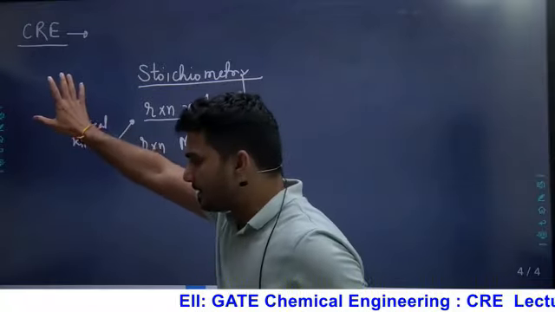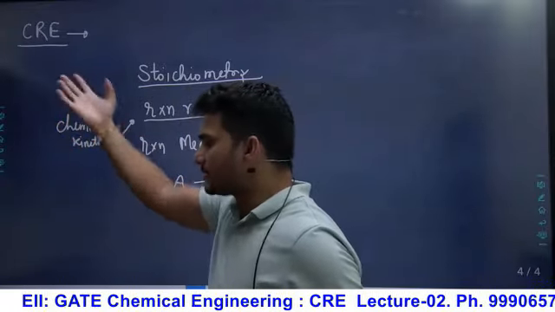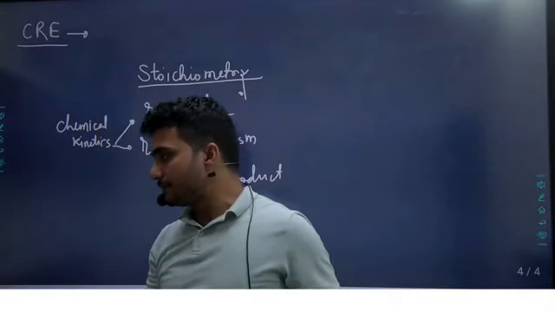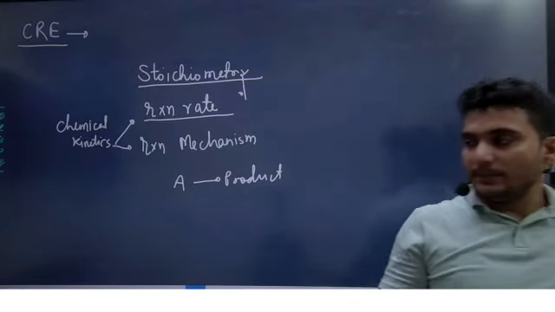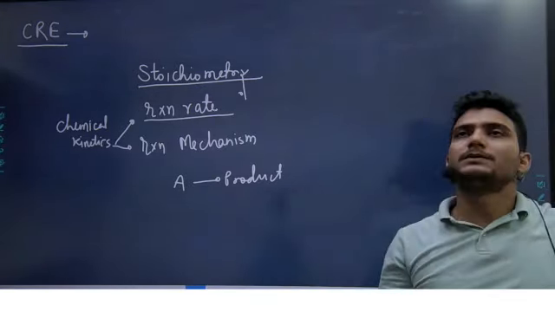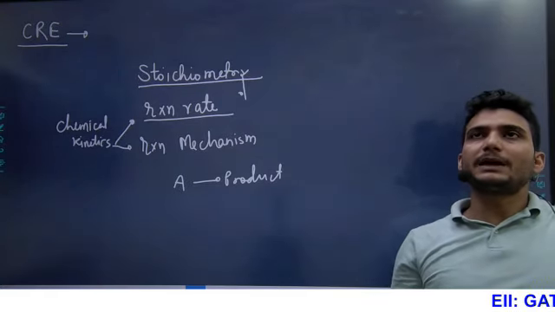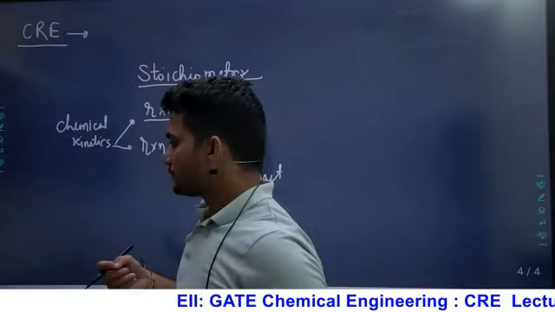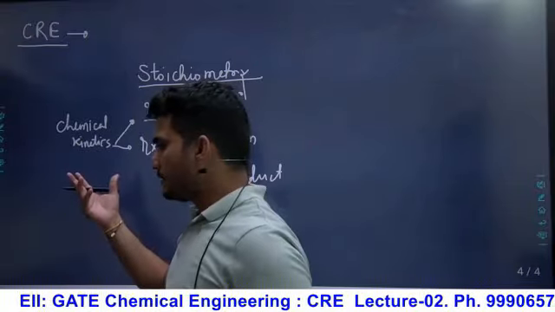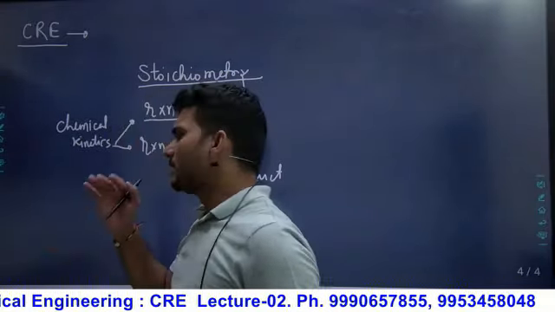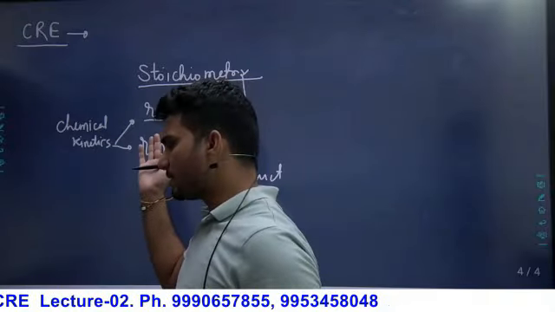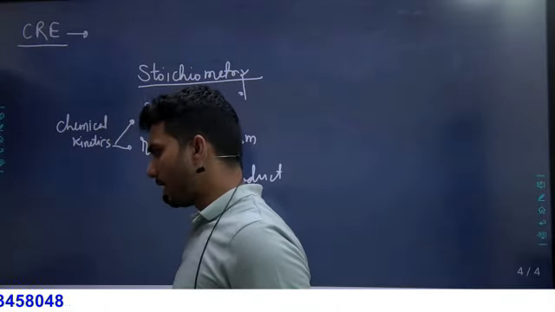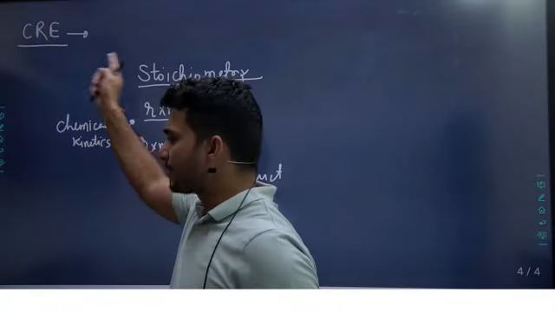Now tell me, are you finding what we will study in CRE? Write down: it is the study of chemical kinetics. If someone asks what the meaning of chemical kinetics is, simple, that is nothing but the speed or rate of a reaction, along with the reaction mechanism. So we say it as chemical kinetics. Are you getting this point?